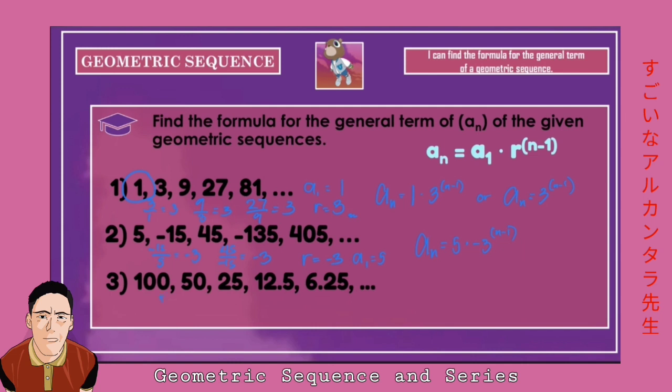Here the pattern is actually 1/2, right? 50 over 100, that's 1/2, or 0.5. So in this case, your answer could be either a sub n is equal to the first term 100 times 1/2 raised to n minus 1. You may put parentheses here if you want to, and then you can also write this as a sub n is equal to 100 times 0.5 raised to n minus 1. Either way, they're the same thing.